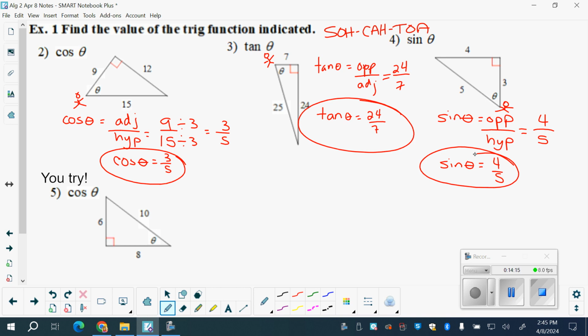And yes, why is it 10? So the hypotenuse is always the one opposite the right angle, or it's the longest one. So this is going to be 8 over 10. So this would be an 8 here, yeah, over 10, and then you just simplify that.